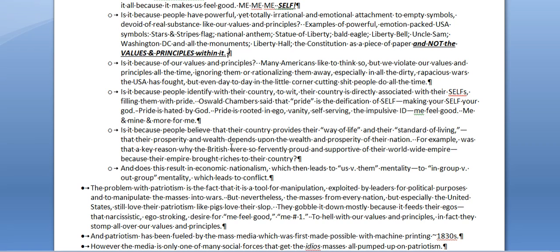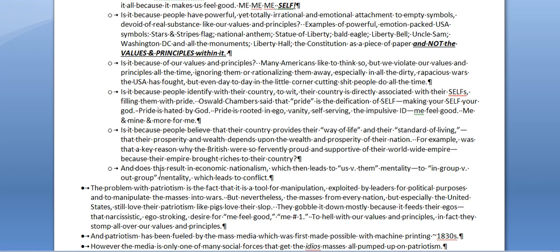They believe their prosperity and wealth depends upon the wealth and prosperity of their nation. They do well so long as their nation does well. For example, was that a key reason why the British were so fervently proud and supportive of the worldwide empire? The British had the greatest empire for about 300 years. The sun never set on the British Empire. British people are so proud of that. Why? A big part of it, that was the basis of their national wealth. Their empire brought riches to their country. As their empire prospered, so also did they prosper. So that's about self.